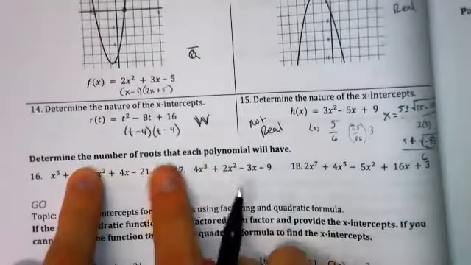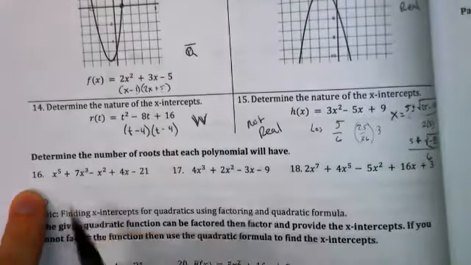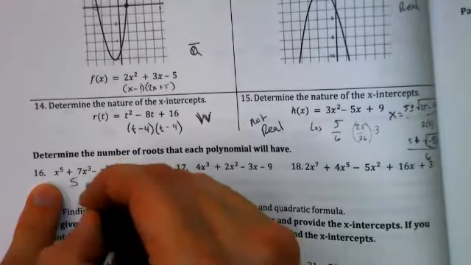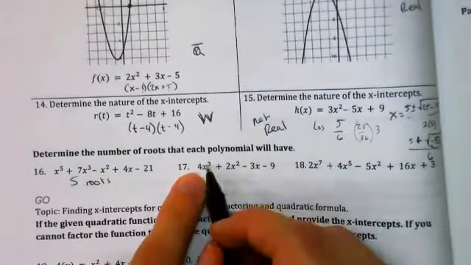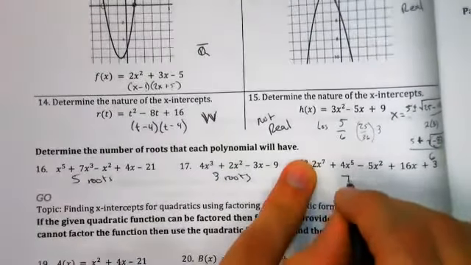Determine the number of roots that each polynomial will have. Okay, based on what we learned, it's based on whatever's the highest exponent. So this one has a 5, this one has 5 roots. This one has a 3, this one's going to have 3 roots. This one has a 7, so it'll have 7 roots.